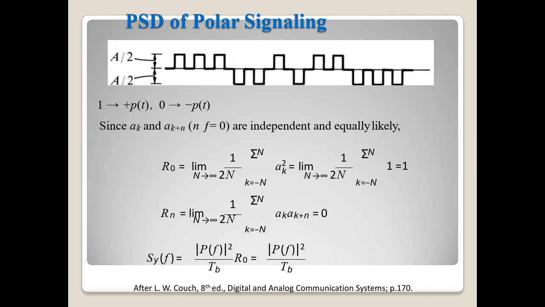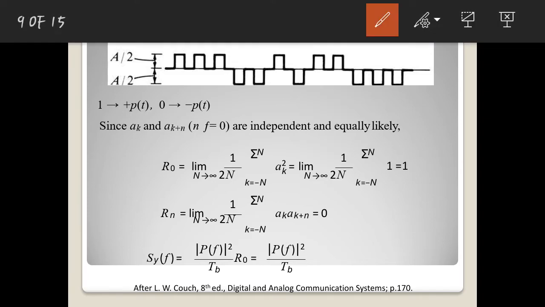How to calculate the power spectral density of polar signaling? Usually the signals are represented as plus A volts and minus A volts for bit 1 and bit 0. Therefore, you are going to calculate initially for bit 0 and 1. So, what is R0? The probability of occurrence is going to be A squared by 2 plus A squared by 2. So, the value is going to be A squared.